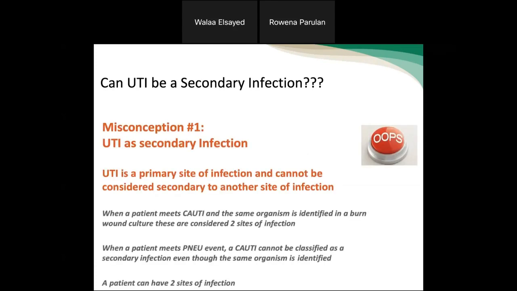All right, good. So UTI as a secondary infection is a misconception. UTI is always a primary site of infection and cannot be considered secondary to another site of infection. When a patient meets CAUTI criteria and the same organism is identified in a burn wound culture, these are considered two infections. These are not secondary to one another. When a patient meets, for example, a pneumonia event or VAE event, the CAUTI cannot be classified as secondary to the VAE event, even if the same organisms are infecting. What does it mean? UTI is always a primary infection, and it cannot be secondary to any other infection.